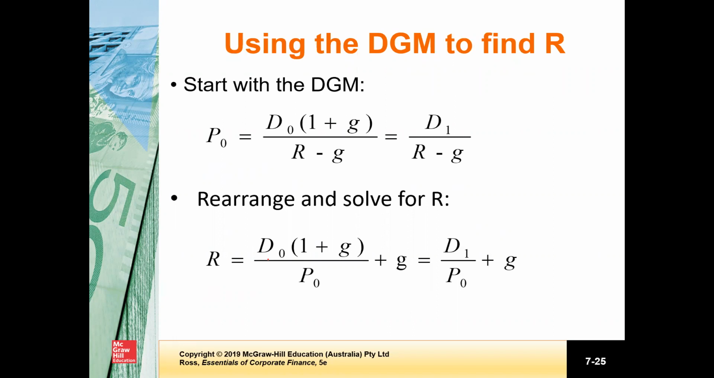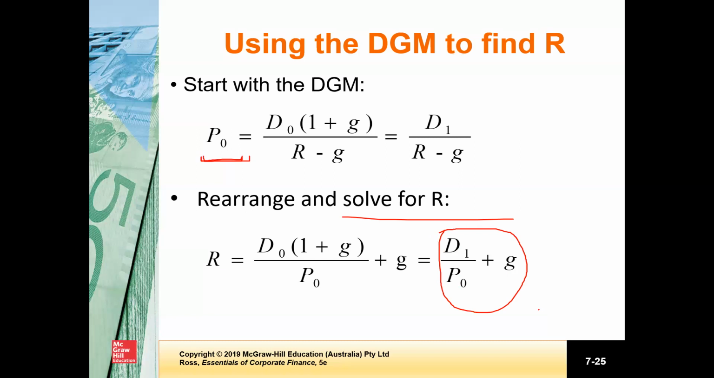Now, so far we found out the price. Now, what if we know the price and we want to find out our required rate of return? We can rearrange the formula and solve for R. So this was our price formula, P0 equals D1 divided by R minus G. If we rearrange this formula, R, the required rate of return, should be equal to D1 divided by P0 plus G.